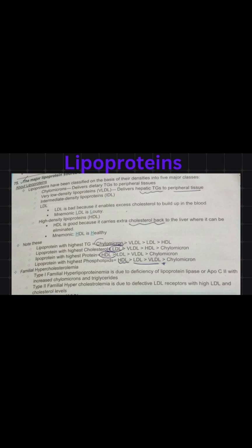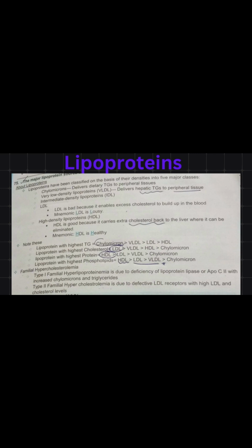Another important thing about the HDL and the LDL is that the highest cholesterol is present in the LDL and the lowest is present in the chylomicron. The highest protein is present in the HDL and the lowest is present in the chylomicron. Highest phospholipid is also present like protein in the HDL and the lowest is present in the chylomicron.